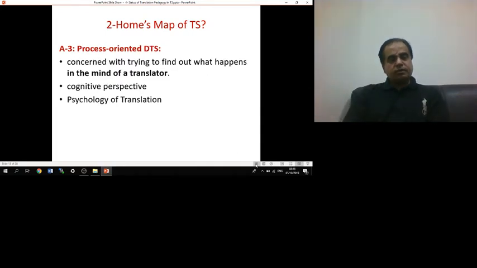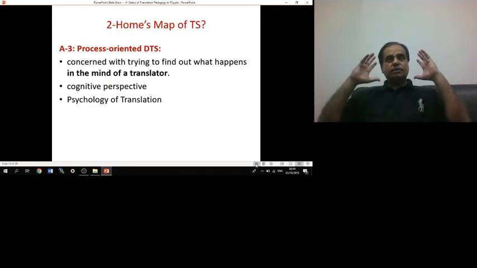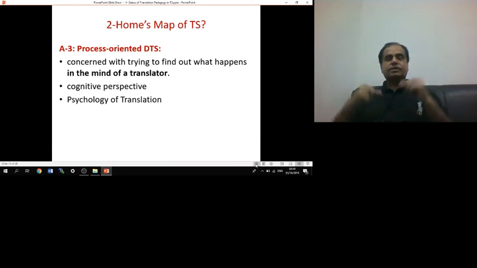Now come to process-oriented translation. What is the process? The process is related to how the cognitive processes happen in the mind of the translator. That is process-oriented descriptive translation studies, and it is concerned with trying to find out what happens in the mind of a translator. Of course, this branch of translation is more related to psychology. It's a cognitive perspective and the psychology of translation.